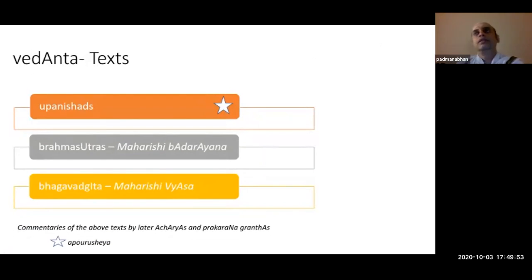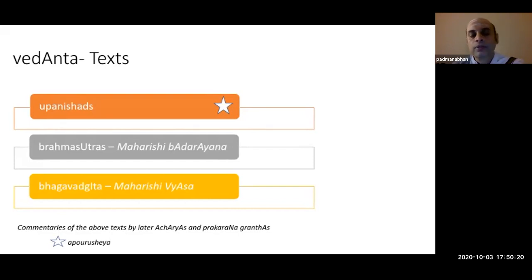So what are the texts that are used in Vedanta? How do we learn Vedanta now? We just need to introduce more things here. Before we go there, we need to understand what texts are available. The basic three texts are called the Prasthanatraya Granthas. They are the Upanishads, Brahma Sutras, and the Bhagavad Gita.